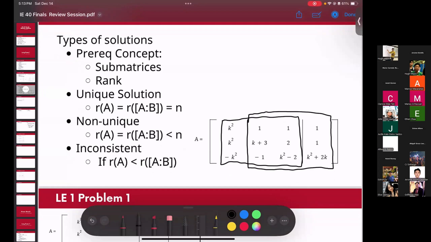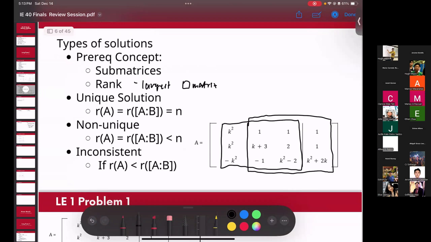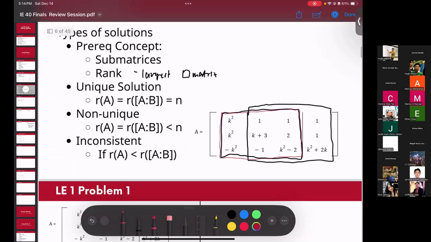So rank is the largest order of square matrix, so the largest square matrix you can place inside the matrix you're evaluating for rank. So for example, if this whole submatrix has a determinant not 0, we can say that matrix A has rank 3, and that will be important in discussing the types of solutions.